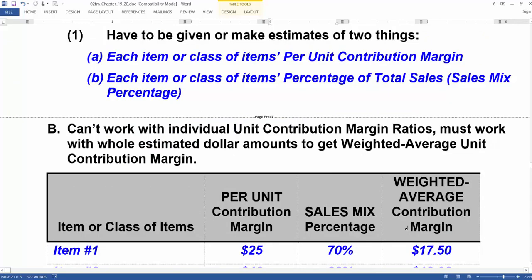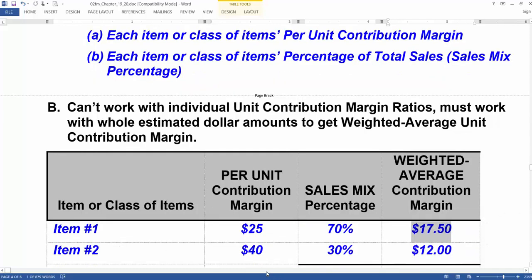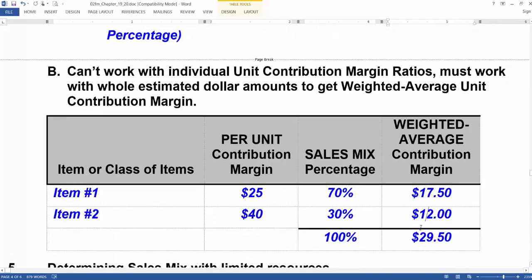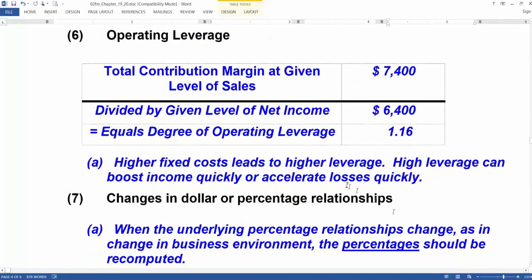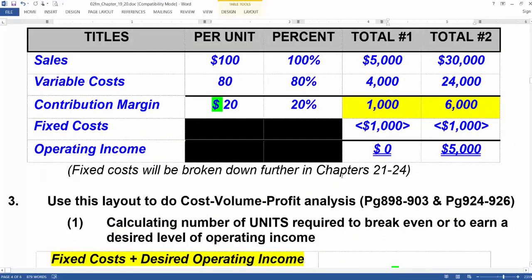So let's say we have item number 1 that has a per unit contribution margin of $25, and we're going to say it makes up 70% of our sales. Just take the $25 times the 70% and get $17.50. Then for item 2, which has a contribution margin of $40 but makes up only 30% of our sales, take the $40 times the 30% and get $12. Add the 2 weighted average contribution margins, $17.50 plus 12, and you'll get $29.50. And you can use $29.50 essentially to do problems just like these up here. It just becomes your new contribution margin, but you're unable to work with individual per unit amounts because you're going to be dealing with only the mix.